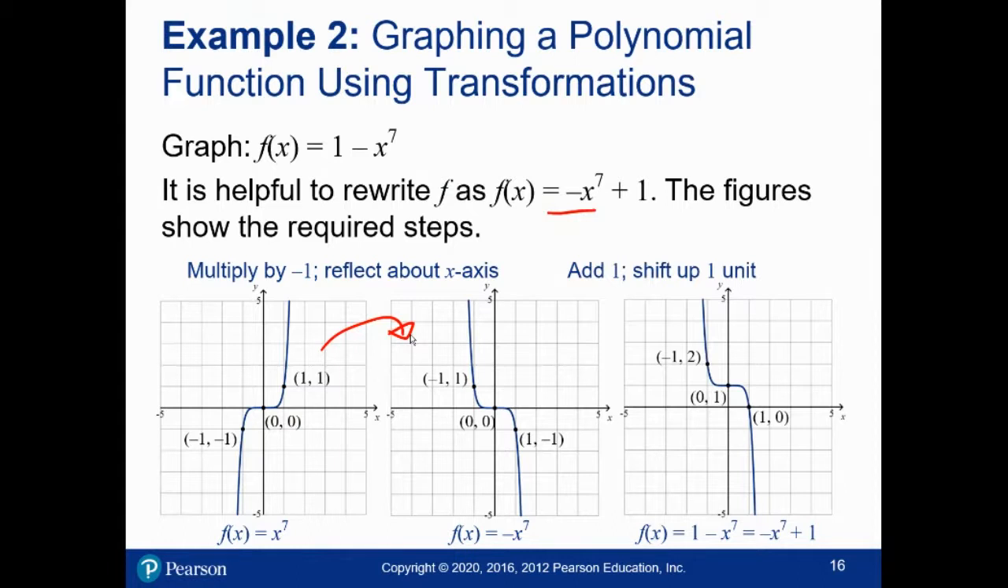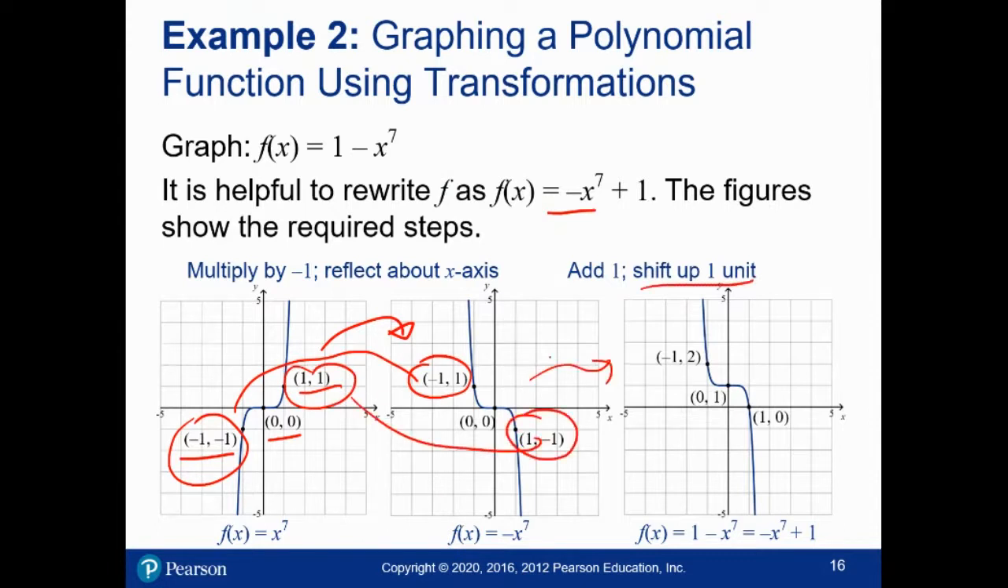And the 3 points we had, okay, we started with these as our known points for any odd power, but when I do the reflection, this went here, this went here, so I made the y-coordinates negative, and now I just shift them all up by 1 unit. So instead of negative 1, 1, I have negative 1, 2. Instead of 0, 0, we have 0, 1. And instead of 1, negative 1, we have 1, 0. It just shifted everything up.